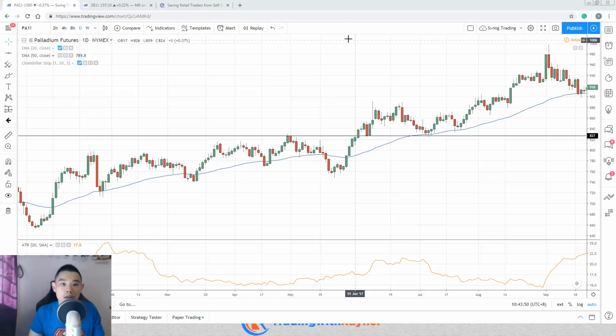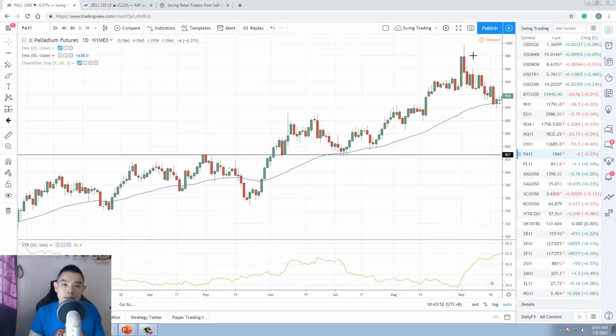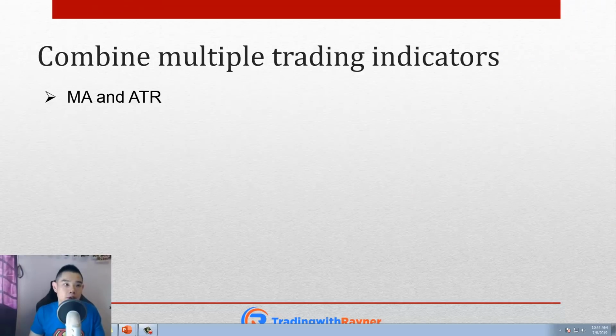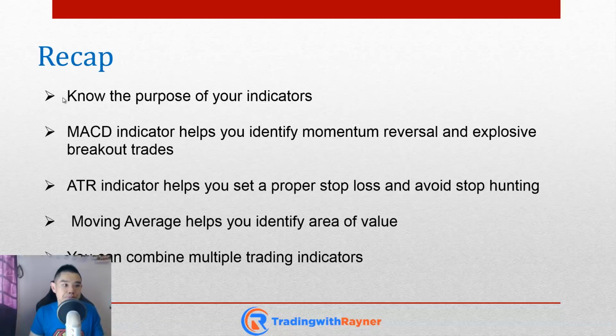And that's not the only way to do it. You can, for example, combine the MACD histogram with the average true range. You can use Bollinger Bands with the average true range. So there are a lot of ways you can use your indicators, as long as you know the purpose of your indicators. This is so important that it bears repeating: you can combine multiple trading indicators, as long as you know what the purpose is.